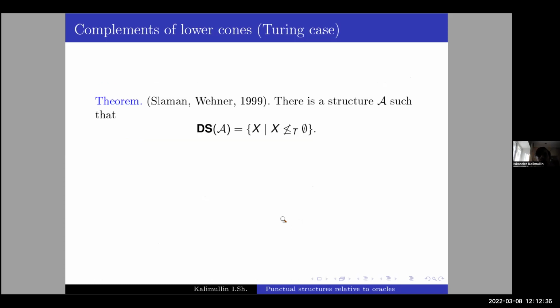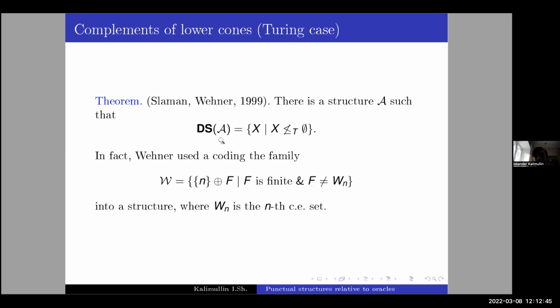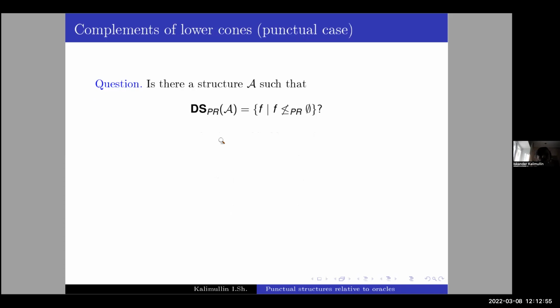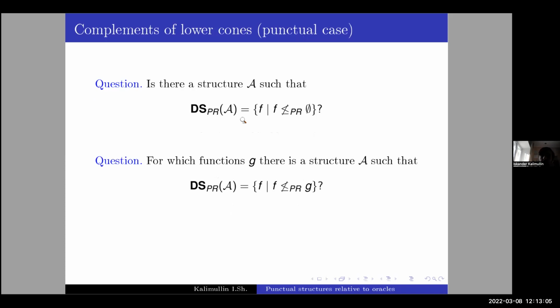What's the situation? I should say that for the first result, Wehner used a specific family, some diagonal family. I guess I have no time to say about that. I should go to the questions about the primitive recursive punctual degree spectrum. So two questions. Is it possible that all non-primitive recursive oracles produce a primitive recursive spectrum? And which other complements of lower cones are realizable as a punctual degree spectrum?